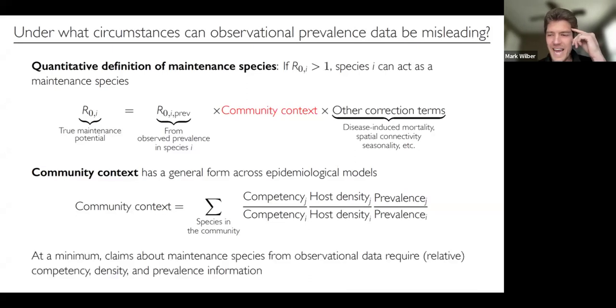And what this tells us is that at a minimum, if you're going to be making conclusions about maintenance species from observational data, you need something about host competency, you need something about host density, and you need something about host prevalence. And that's going to be true across a wide range of epidemiological scenarios. Good news is we can actually measure these in a lot of systems.